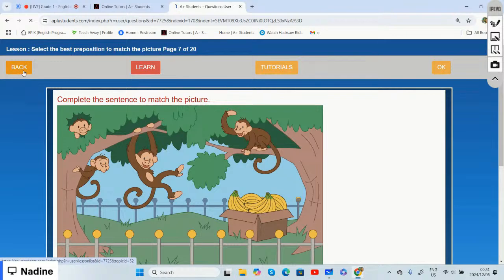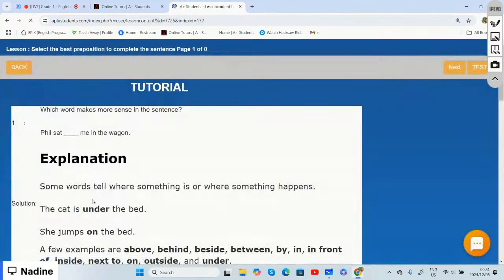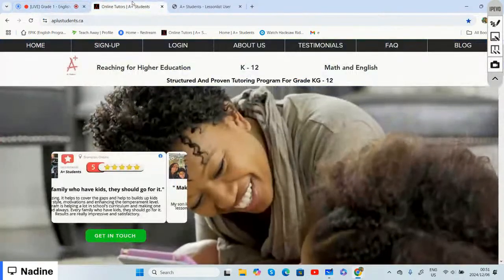All right. So we're going to select the best preposition. Actually, no. So this is now, remember we said a preposition is a word that either tells us where something is, or a word that tells us where something happens. All right, so this is now the end of our lesson on prepositions.